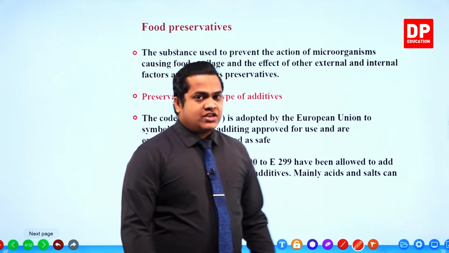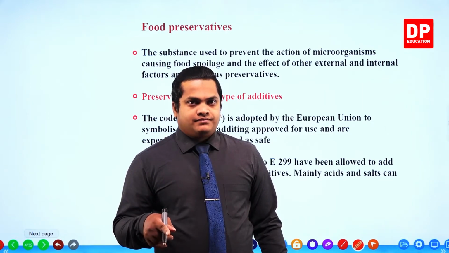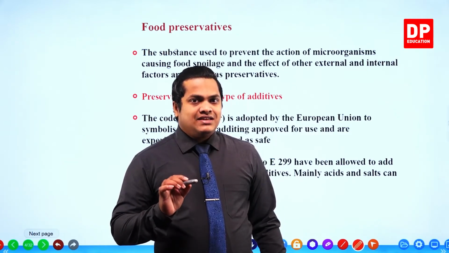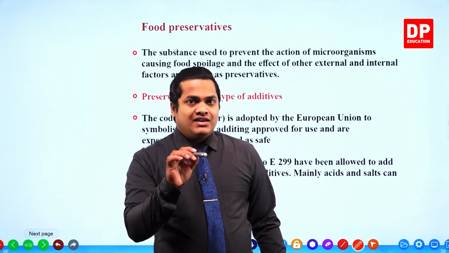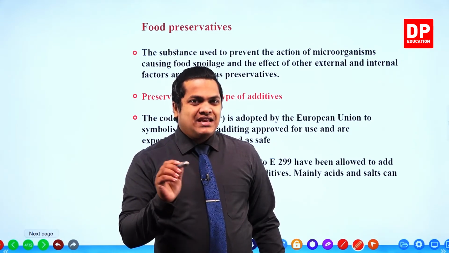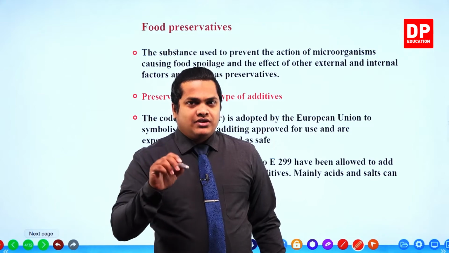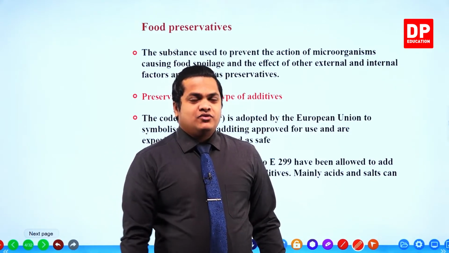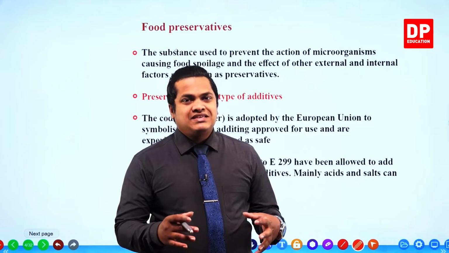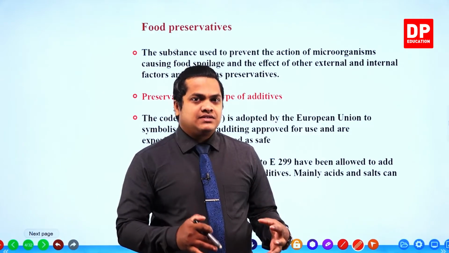So, when you check a packaged food item, if you go to the ingredients column, you might have observed that there are certain ingredients given by E numbers, like E201, E209, like that. By using an E number, certain ingredients contained within the food item are given. Those are, my dear children, these preservatives which are added to the food substance.